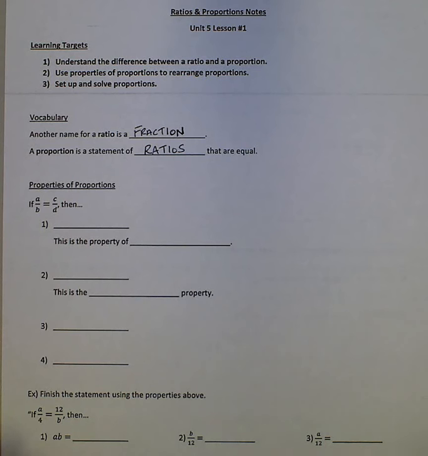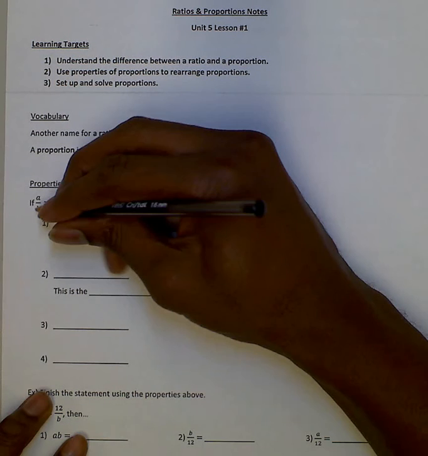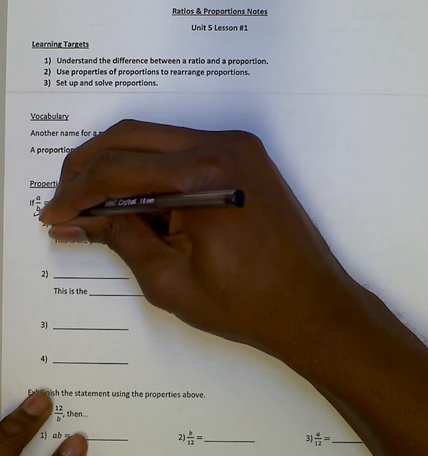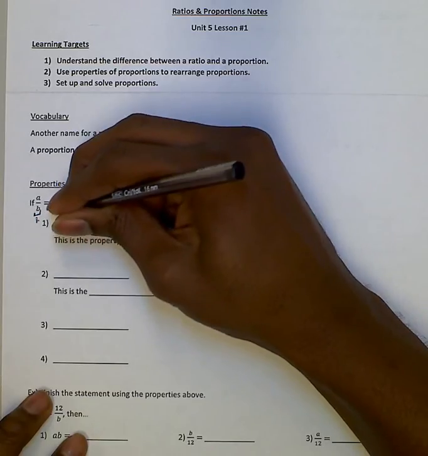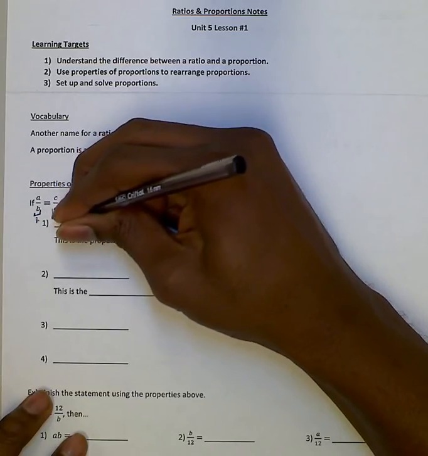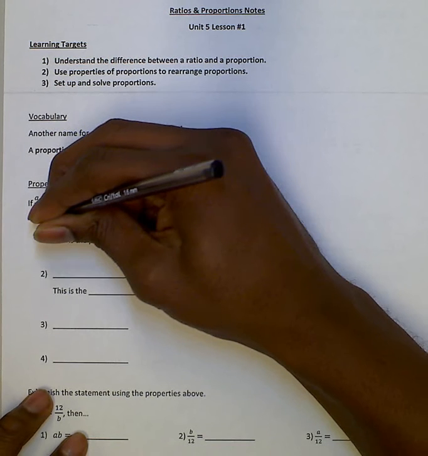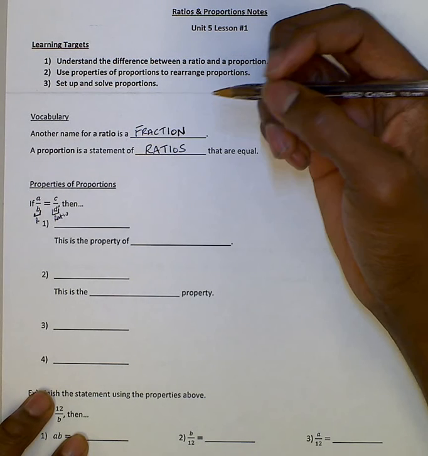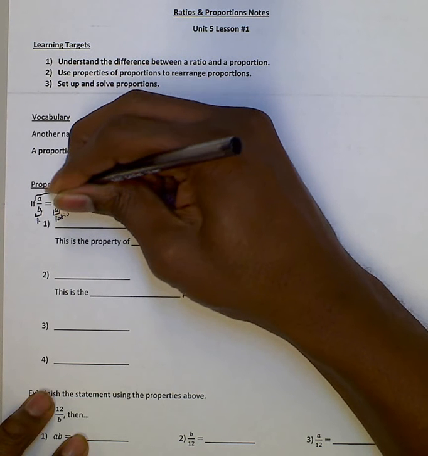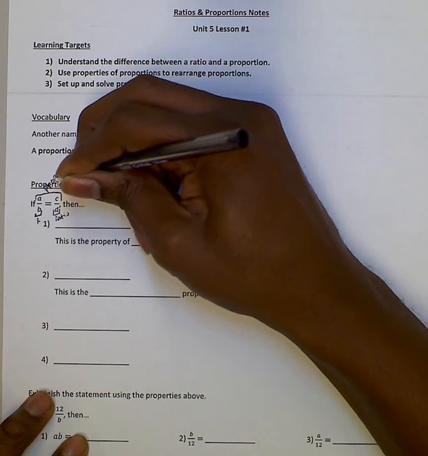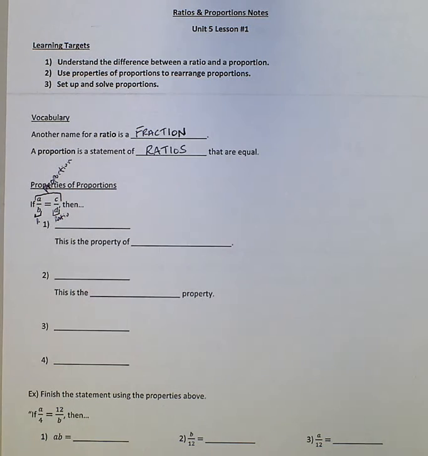Just looking down here, when we look at A over B, this is a ratio. C over D is also a ratio. These both are ratios. But when we say A over B is equal to C over D, now this is a proportion. So when we set two ratios equal to each other, that's a proportion.